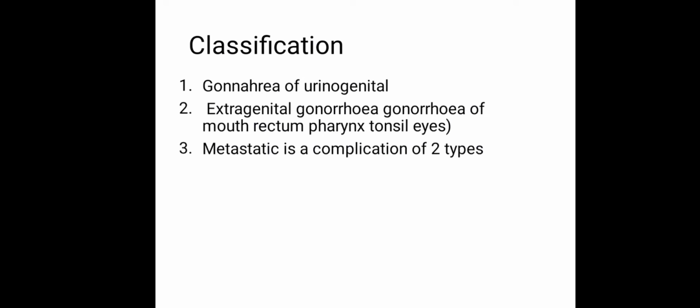The gonorrhea is classified into three types. The first type is the gonorrhea which causes the infection in the urinogenital tract. The second one is the extragenital gonorrhea which causes the infection in the mouth, rectum, pharynx, tonsil and the eyes region. So third one is a metastatic which causes the infection in severe cases, means it leads to the complication.